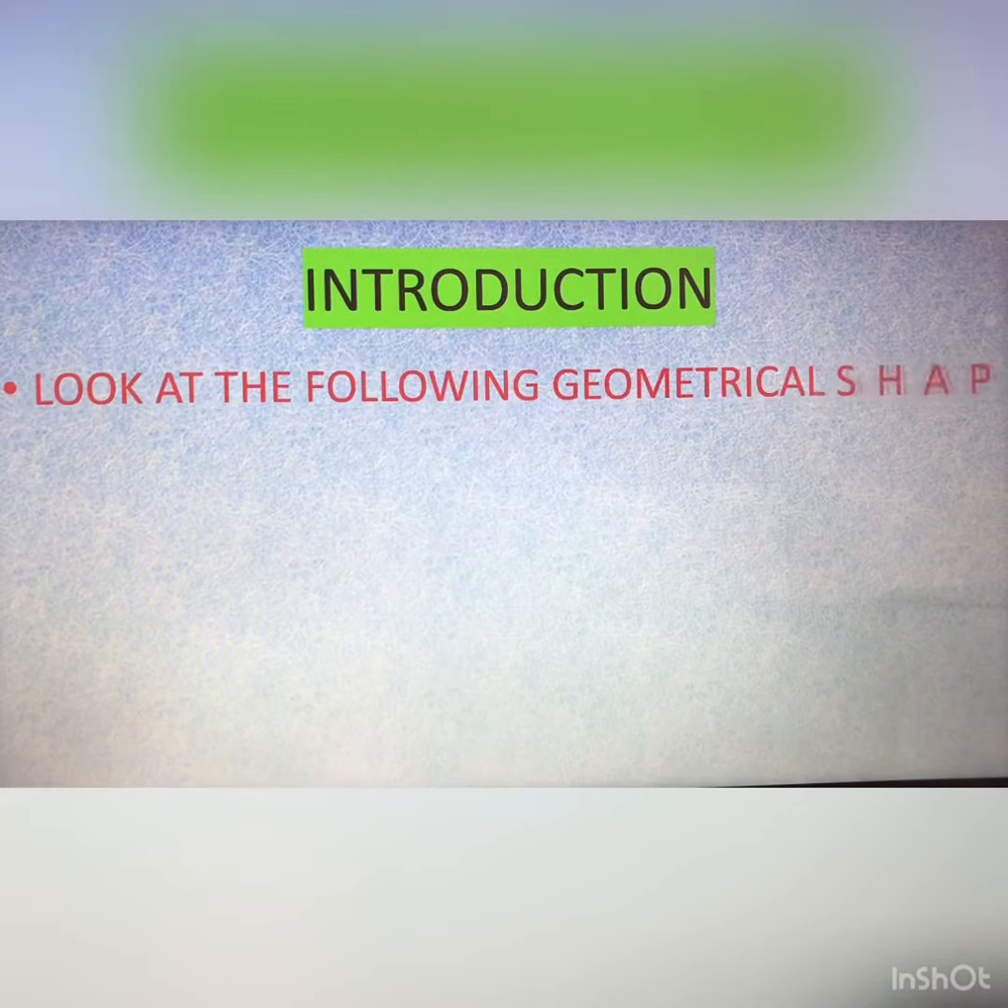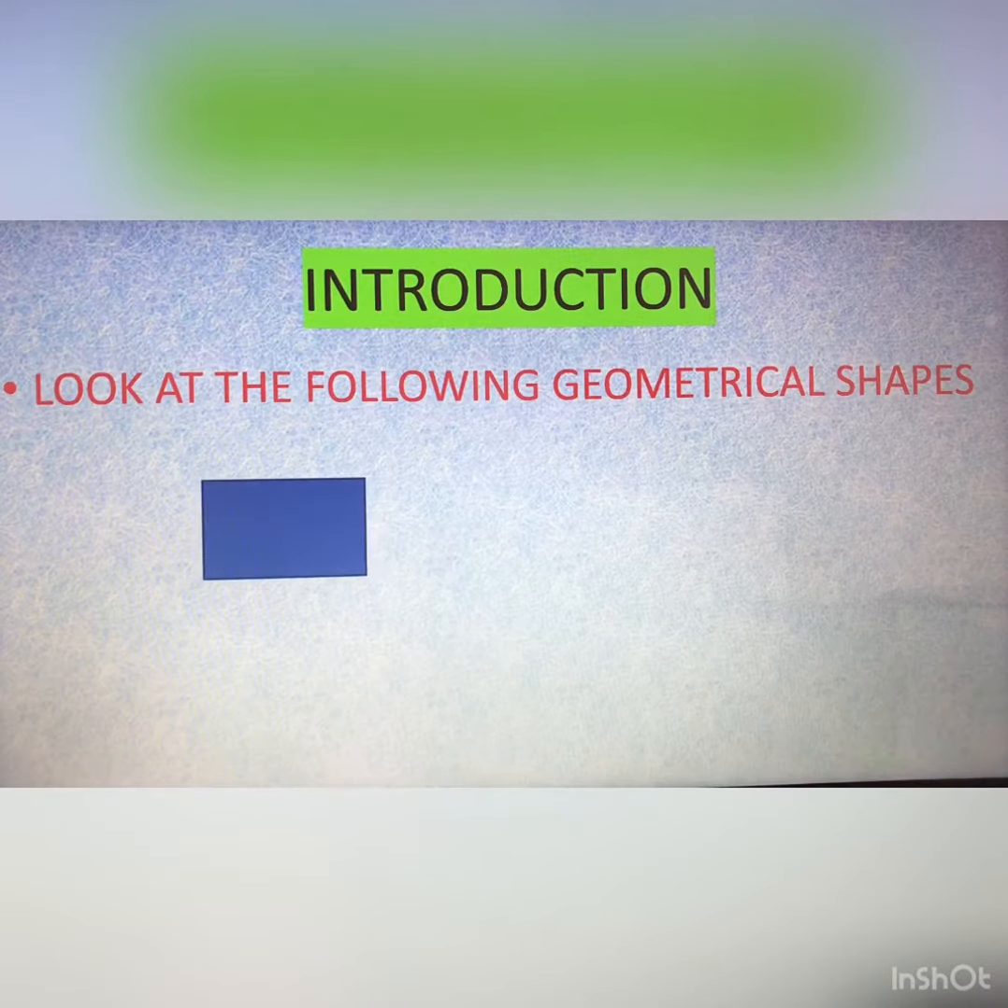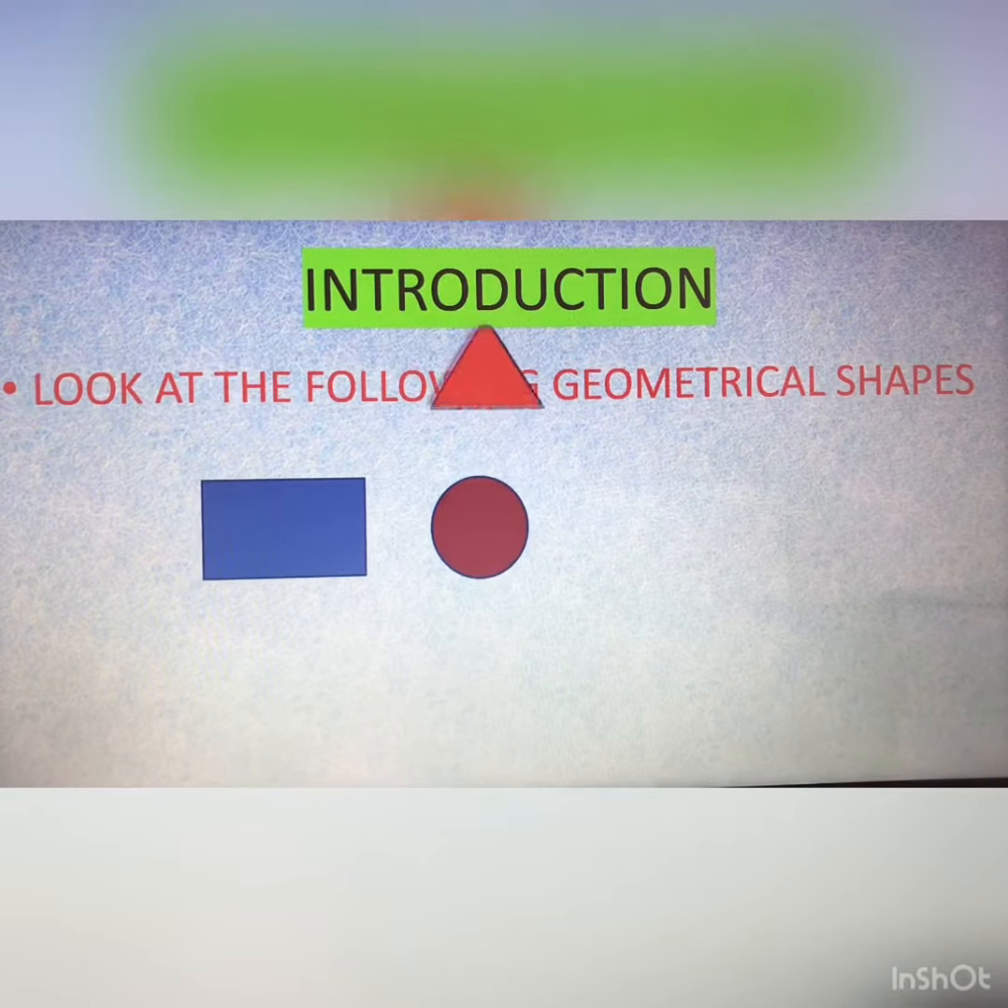So first of all, introduction. Look at the following geometrical shapes. Can you identify this geometrical shape? Yes, this is a rectangle and this one is a circle.